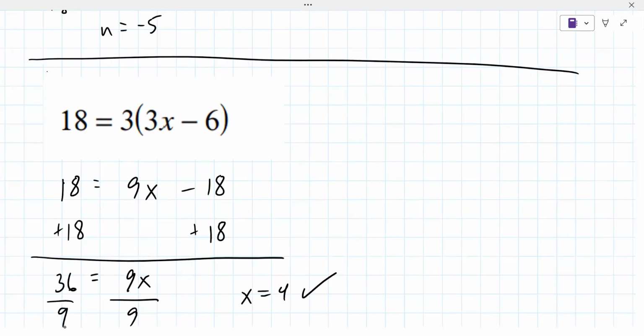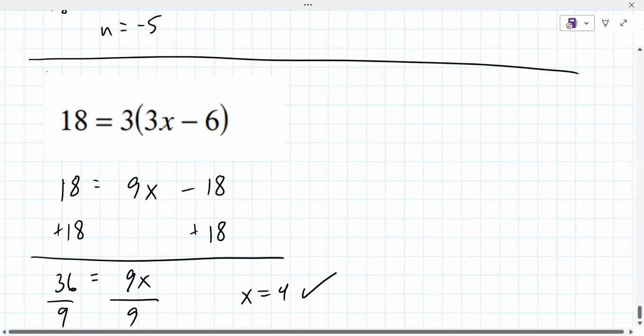We covered both types of multi-step equations that you will see. There's a lot of practice out on the internet.